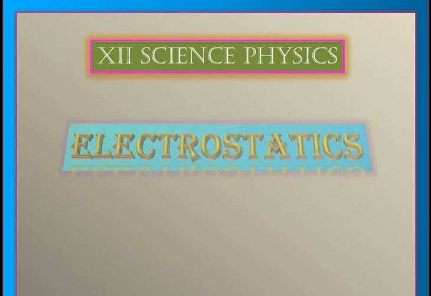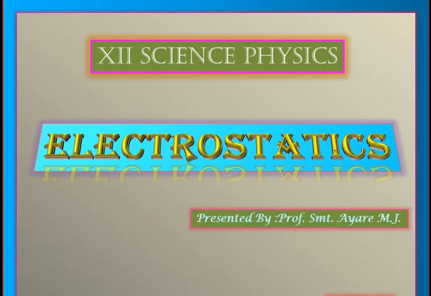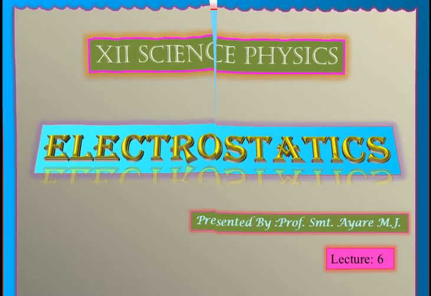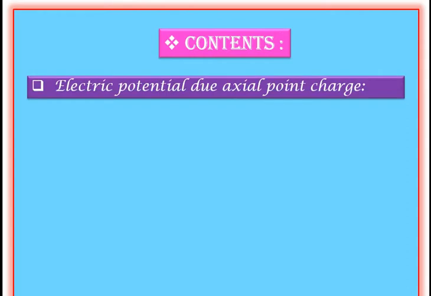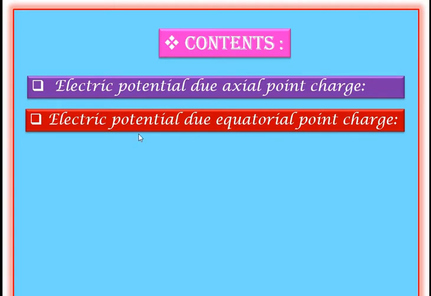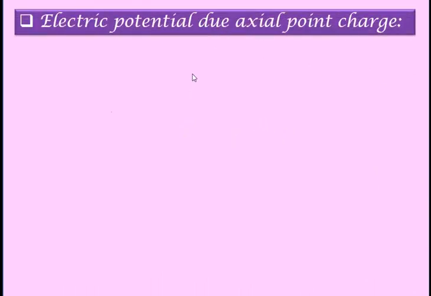In the last lecture, we have seen the expression for the electric potential due to a point charge. And in this lecture, we have to see the expressions for the electric potential due to an axial point and the electric potential due to an equatorial point. Let us see the expression for the electric potential due to an axial point.